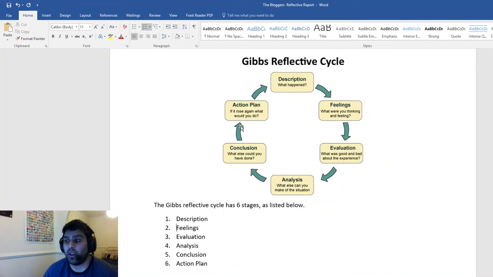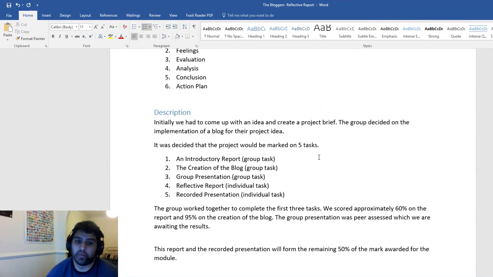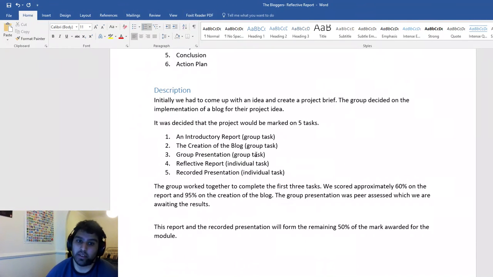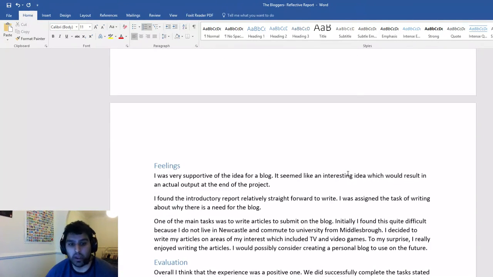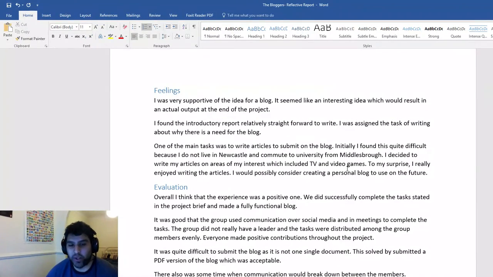So it comes hand in hand with the PowerPoint we did because it was a reflective PowerPoint, but more from an individual standpoint. So in my report here, I've gone through a description of what we did, which was basically the five tasks and submitting the blog. And then I've talked about my feelings throughout the whole process.